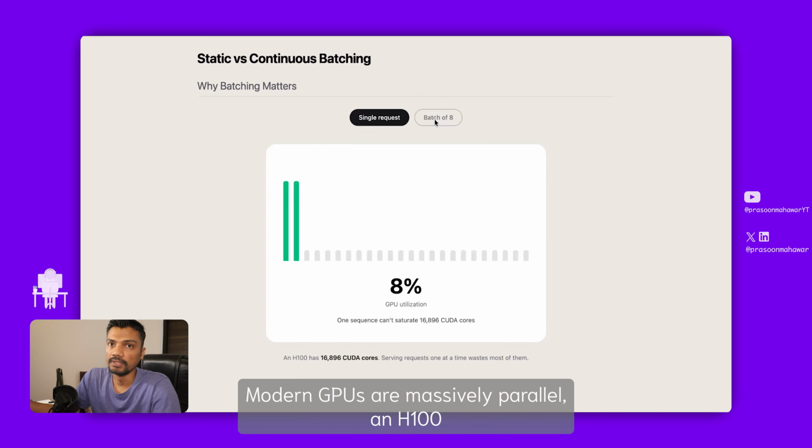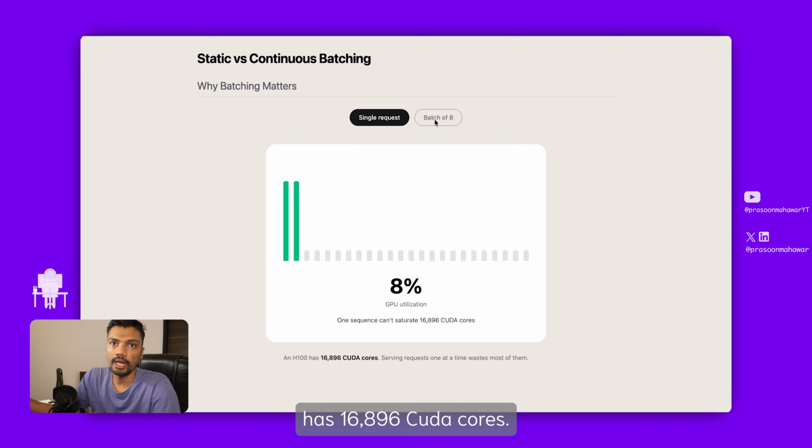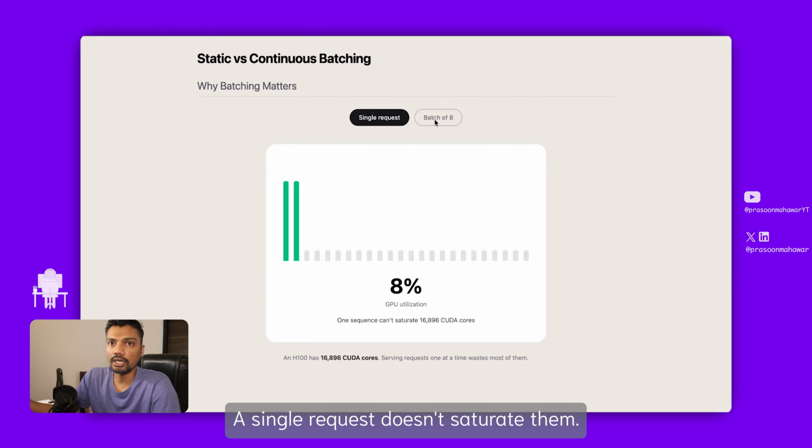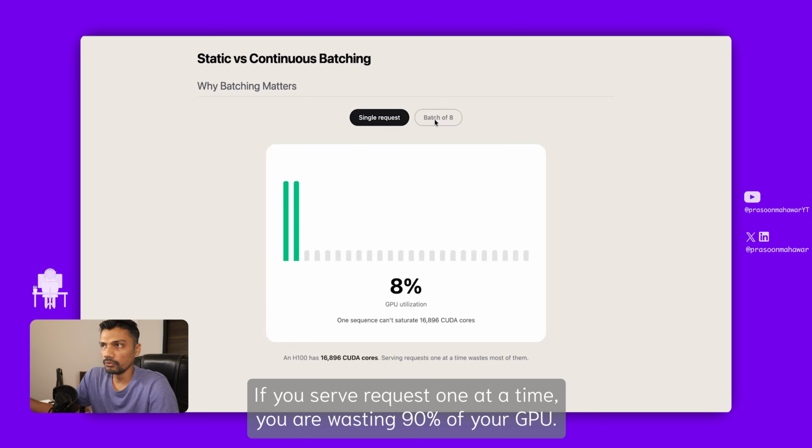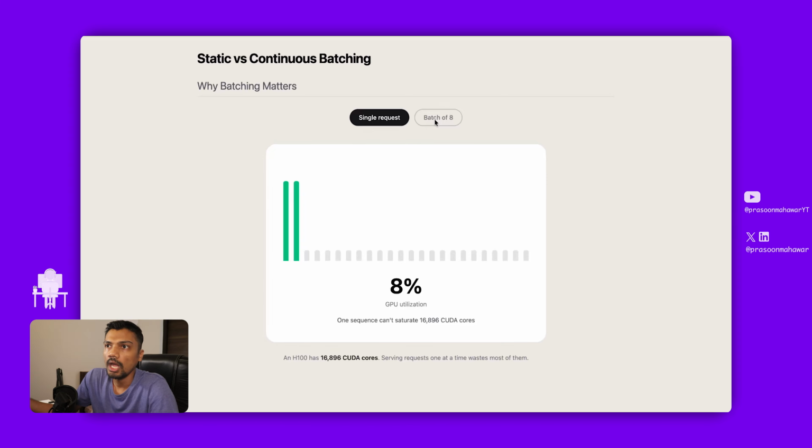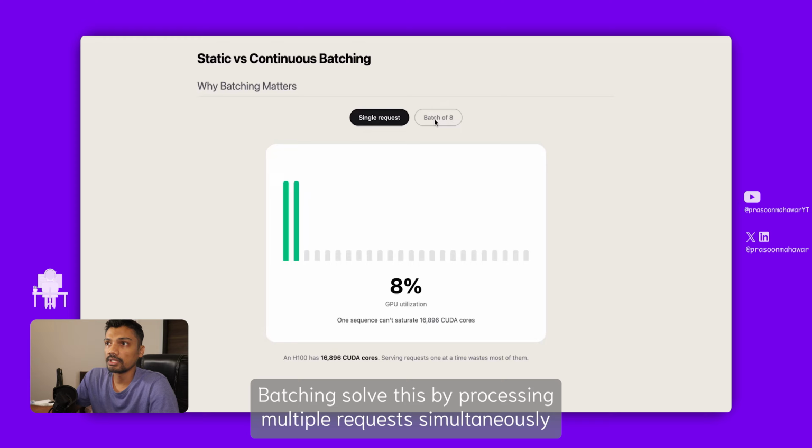Modern GPUs are massively parallel. An H100 has 16,896 CUDA cores. A single request doesn't saturate them. If you serve requests one at a time, you are wasting 90% of your GPU. Batching solves this by processing multiple requests simultaneously.